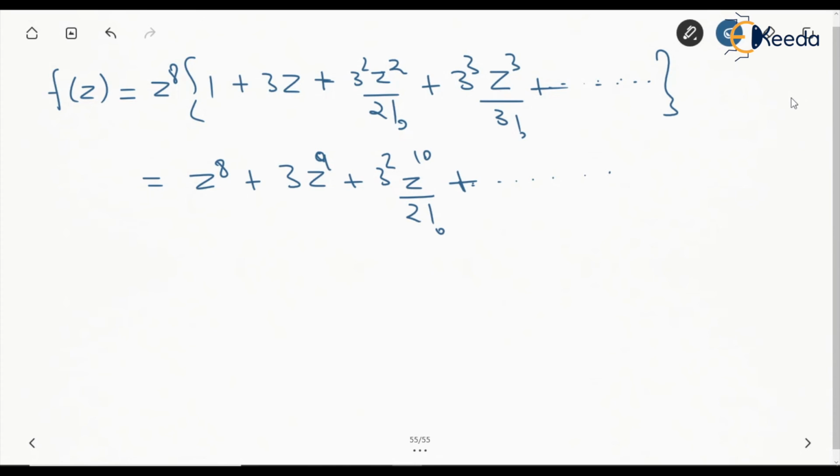We can keep this polynomial outside and then expand the e to the power of something function, and then multiply the expansion with this z to the power 8. We should also know that for a polynomial function, the Taylor series expansion once expanded will give you the same polynomial function.